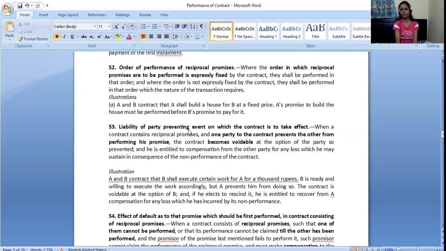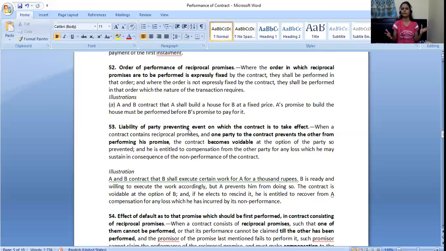So next is liability of party preventing event on which the contract is to take effect. Sometimes what may happen is that, there are 2 parties in a contract, and one person prevented the other from performing his promise. Then it becomes voidable on the other person. One simple example: you ordered something from Amazon, they came to deliver it to you, but you were not available. In that case, it would depend on them whether they would make a second attempt or not. In general they have 3 attempts, but take some other courier service like DTDC, where you did not accept the parcel, saying you're not available at the place. Now it depends on the service provider whether they want to make a second, third or fourth attempt to deliver that item or not.